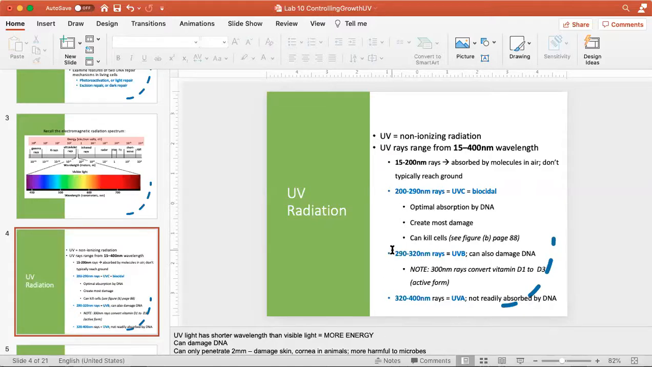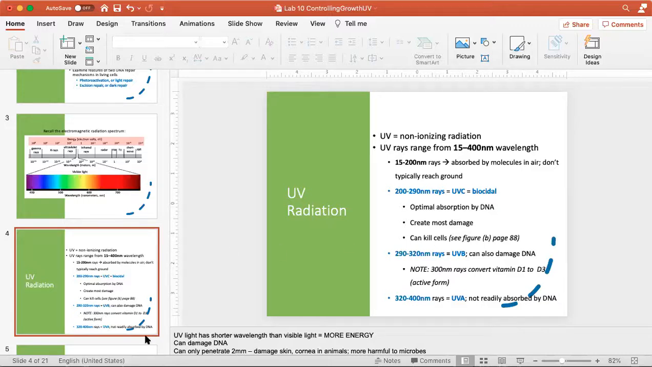When you get into UVB, now you have a wavelength of ultraviolet that's capable of damaging DNA. And when you get into UVC, now you're talking about a wavelength of ultraviolet that can damage DNA and, with enough exposure, can kill cells.